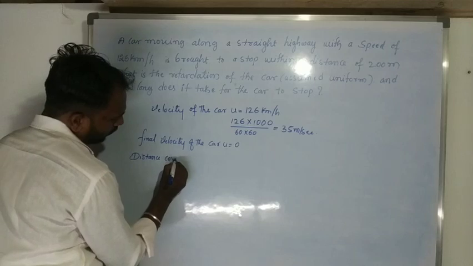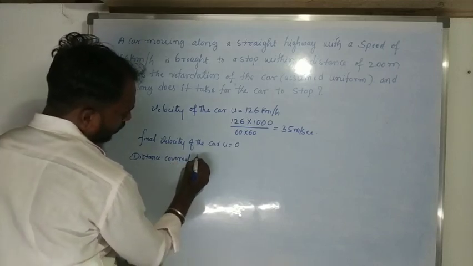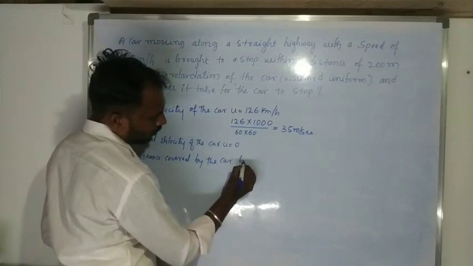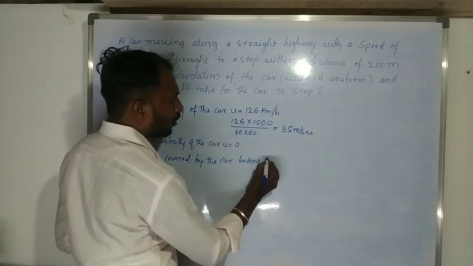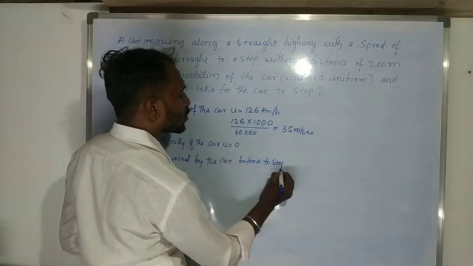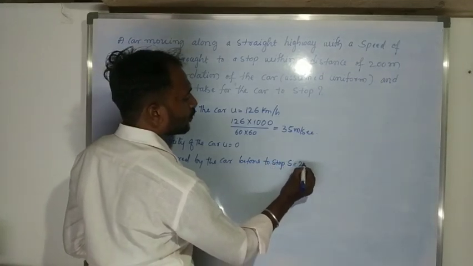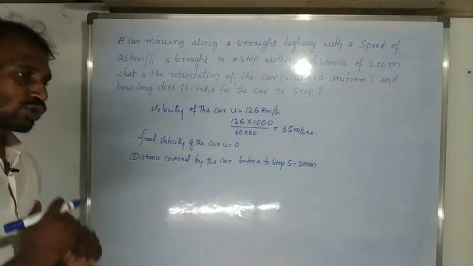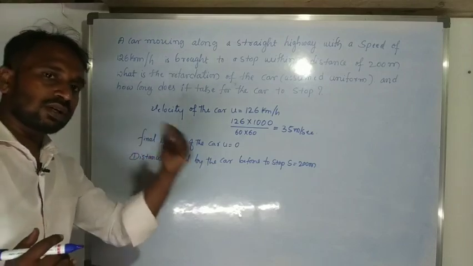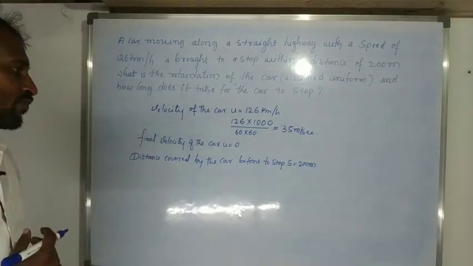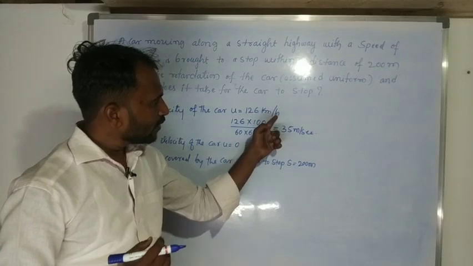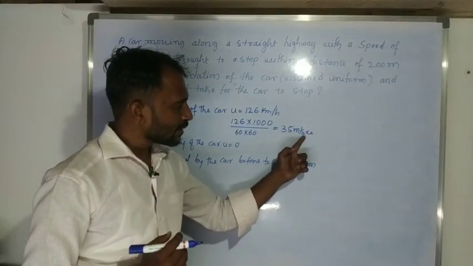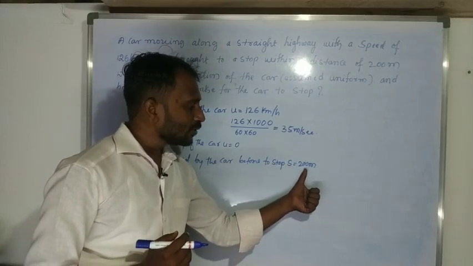Distance covered by the car before it stops. S is equal to 200 meter. Why? Here kilometer per hour is given, so that is converted to meter per second, so 35 meter per second, and here the distance is 200 meter.